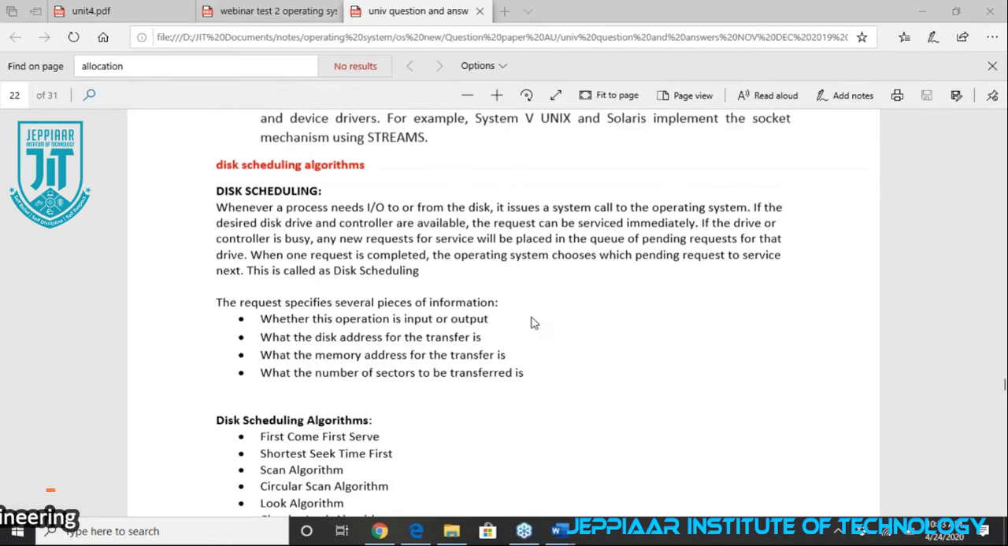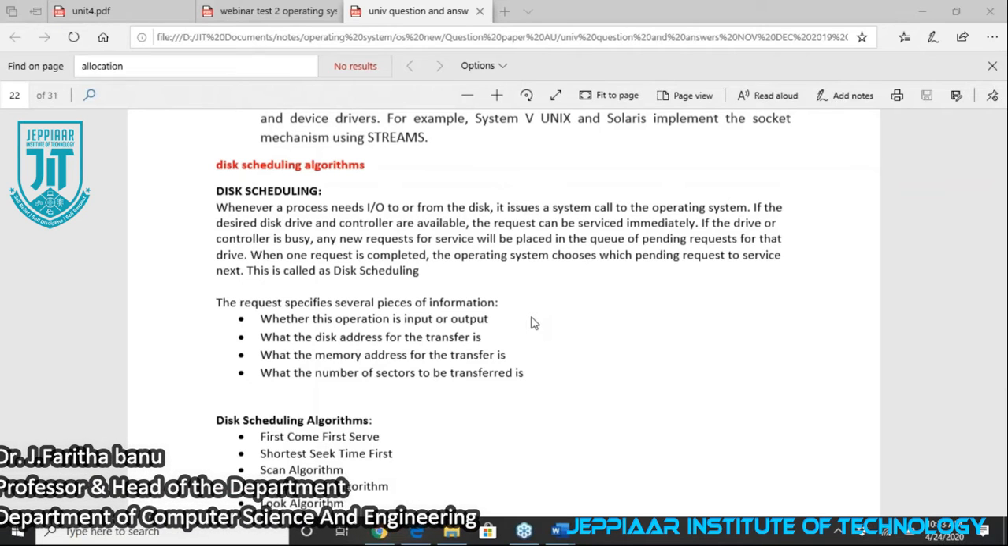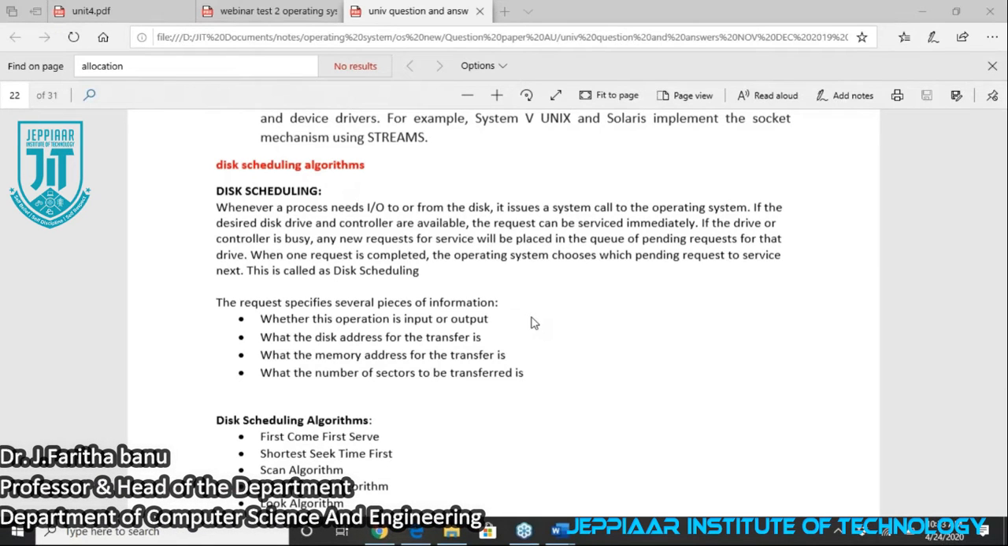So good morning students. In this class we are going to see about disk scheduling algorithms. First we'll see what is meant by disk scheduling.